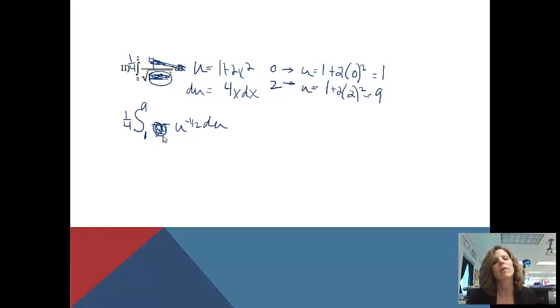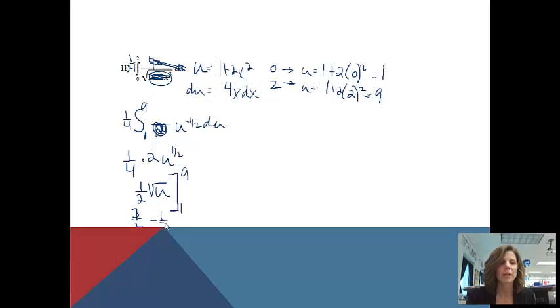So now I'm going to go ahead and perform my integration. The integral of u to the negative 1/2 will be u to the 1/2 times 2. So this will be 1/2 square root of u. And since I changed my variables, I don't need to substitute my u back in. So I'll just put 9 and 1. So I'll get 1/2 times the square root of 9, which is 3. So that will be 3/2, minus, if I plug in 1, I get 1/2. 3 halves minus 1 half would be 2 halves, which would be 1.